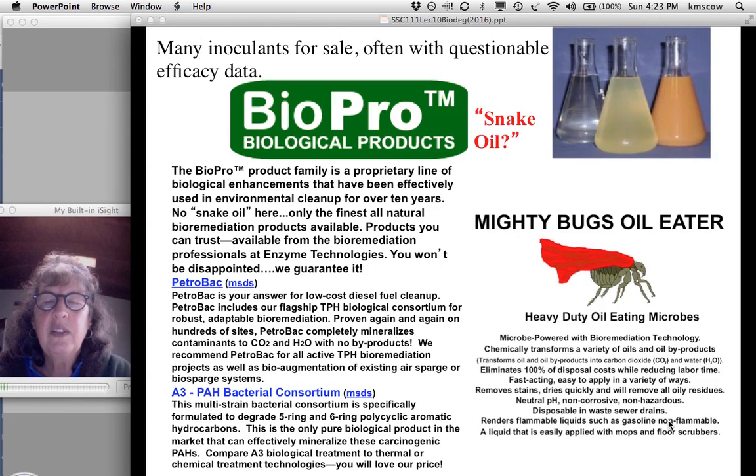I just always say, have a lot of skepticism, stay a critical thinker when you're looking at inoculants. There's a lot for sale. Particularly a lot of them for sale are for things like petroleum, for compounds that break down pretty readily by themselves. And there's all these products around: BioPro, Petrobac, pH, Bacterial Consortium, the Mighty Bug Oil Eater.